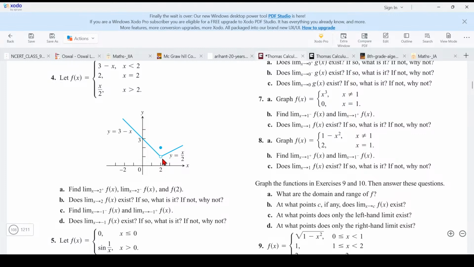From the right hand side, when you're approaching 2, you're saying x is approaching 2. That means x is approaching 2. What is f of x approaching? 1. This point, right? This one. This is 1.